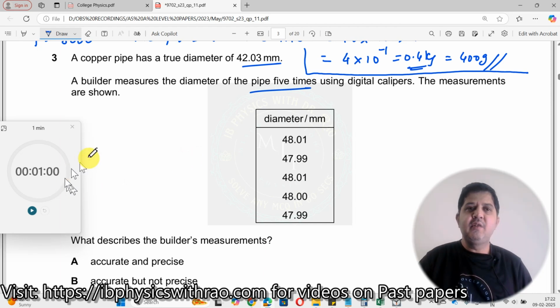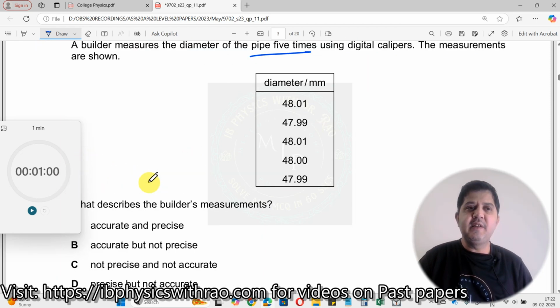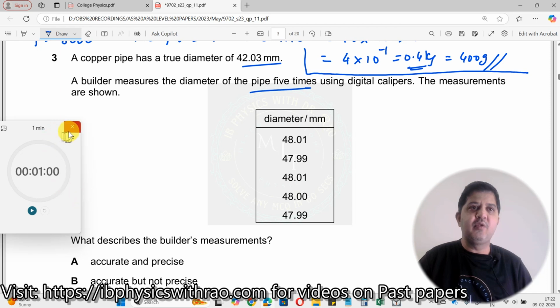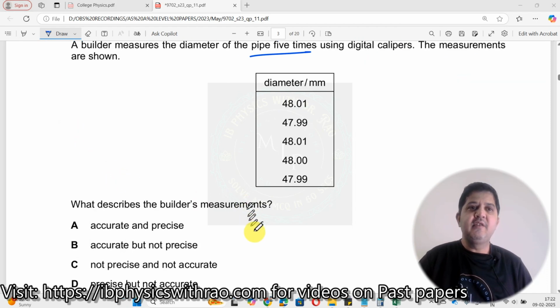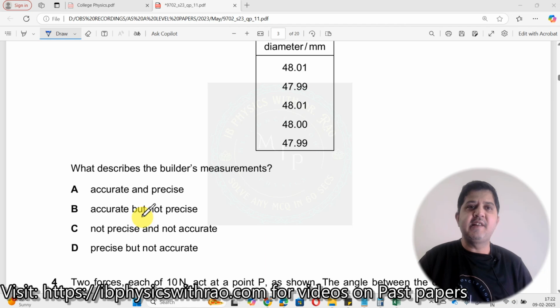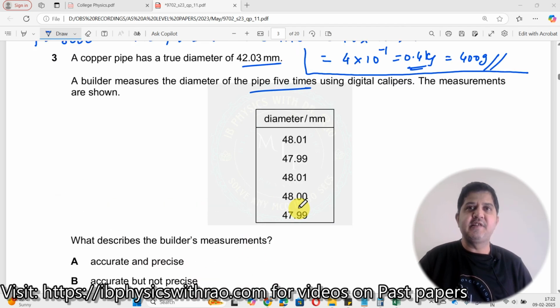What describes the builder's measurement? The options are: accurate and precise, accurate but not precise, precise but not accurate, and neither accurate nor precise. Now you see, the terms are only between accurate and precise. So what do we know?